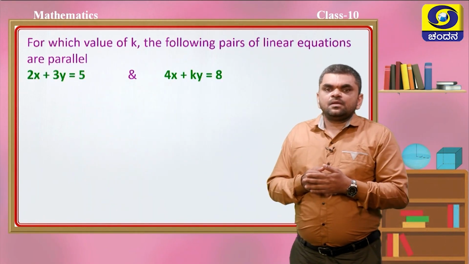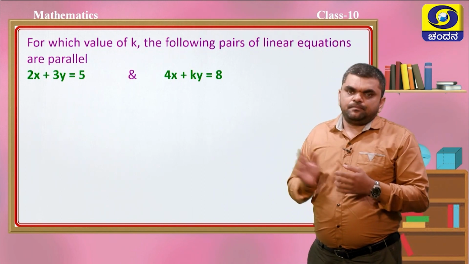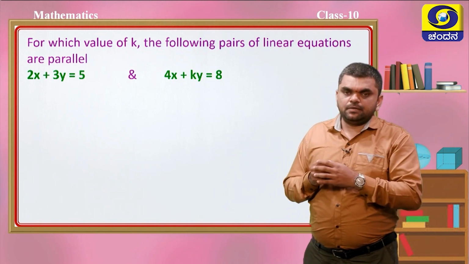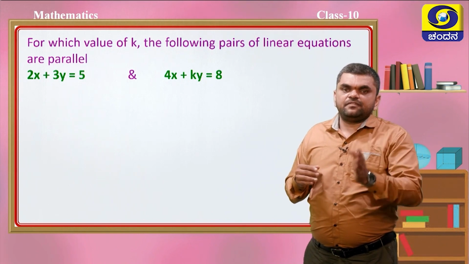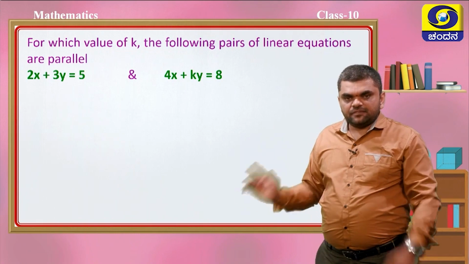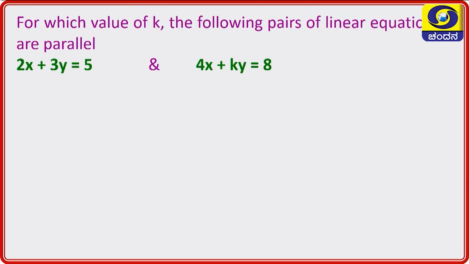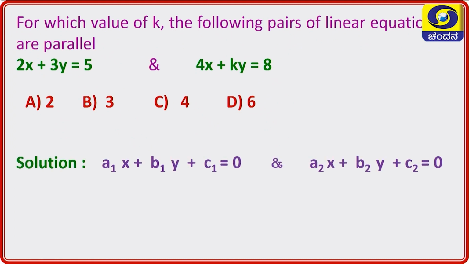Next problem, for which value of k? Here k is an unknown term. For which value of k are the following pair of linear equations parallel? The equations are 2x plus 3y is equal to 5 and 4x plus ky is equal to 8. Observe here children, they have given 4 answers also: 2, 3, 4, 6. We have to find out what is the value of k. How can we find out the value of k? By taking the ratios again.